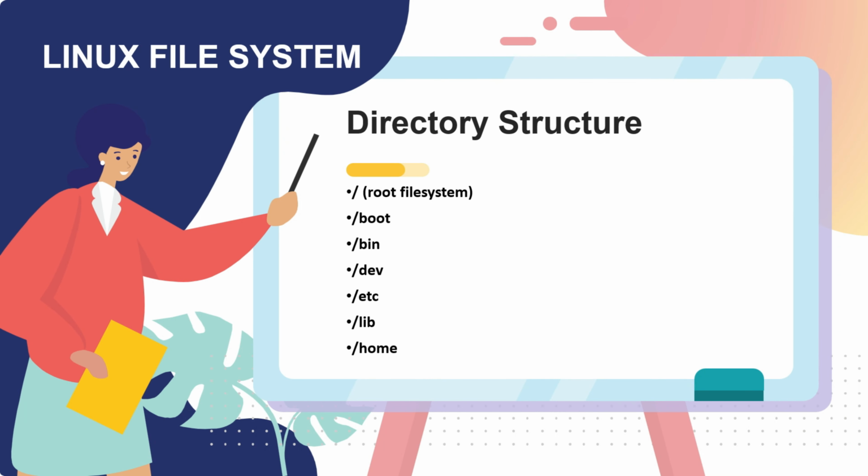Let's move on to the directory structure. As discussed earlier, the Linux file system is installed directly in slash. Slash is the root file system. It's the top-level file system directory, and it must include every file needed to boot the Linux system before another file system is mounted.